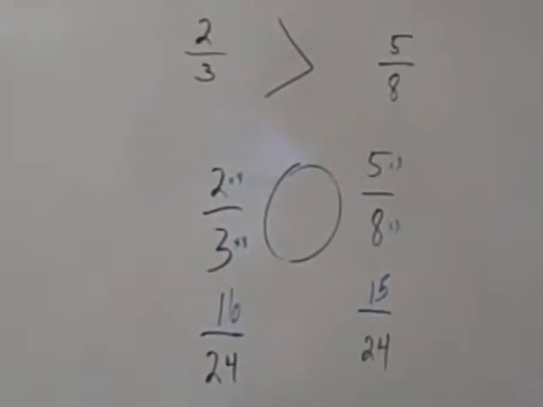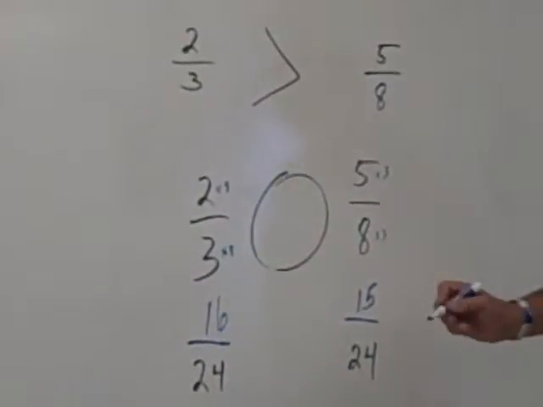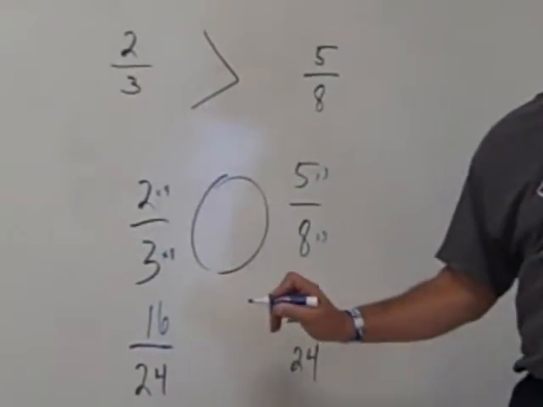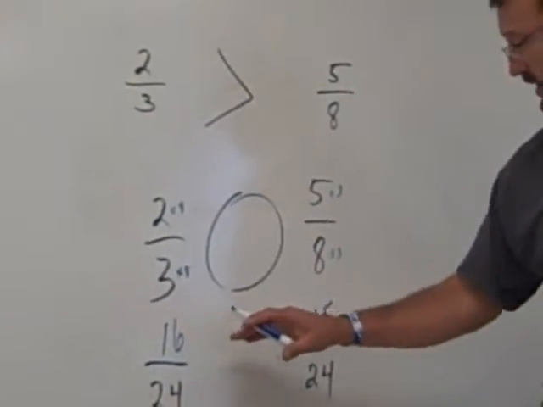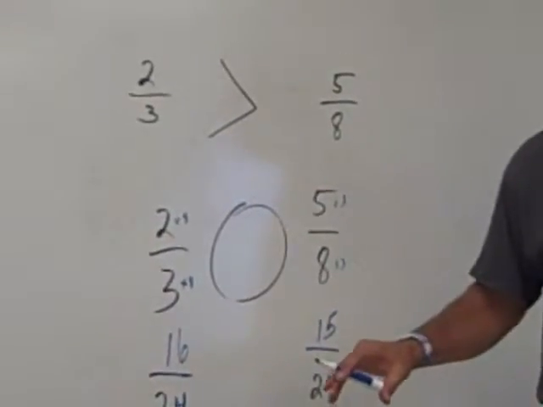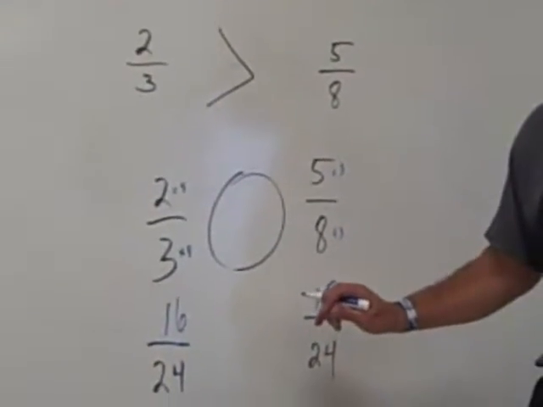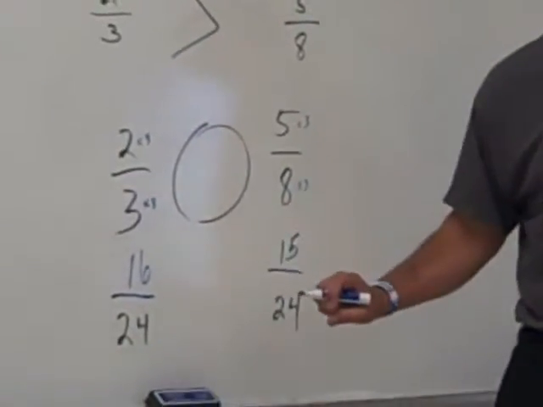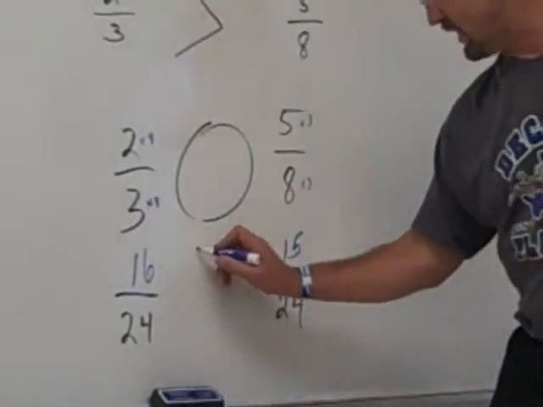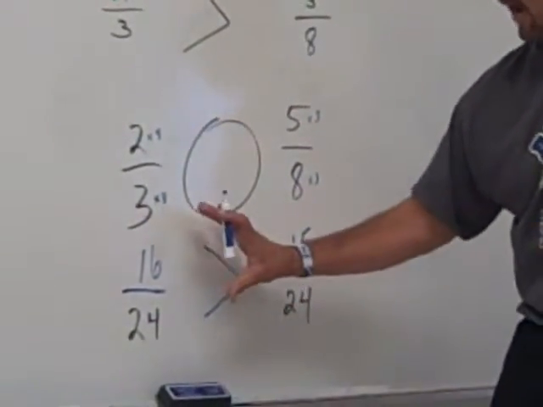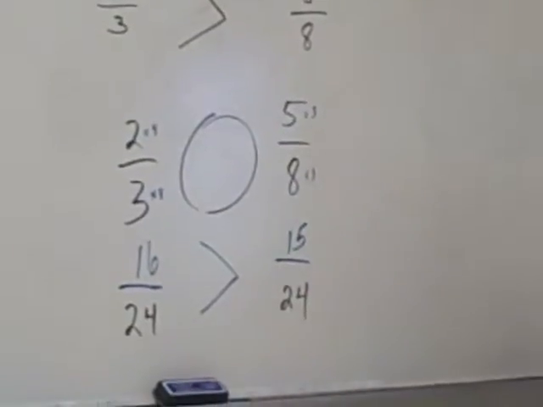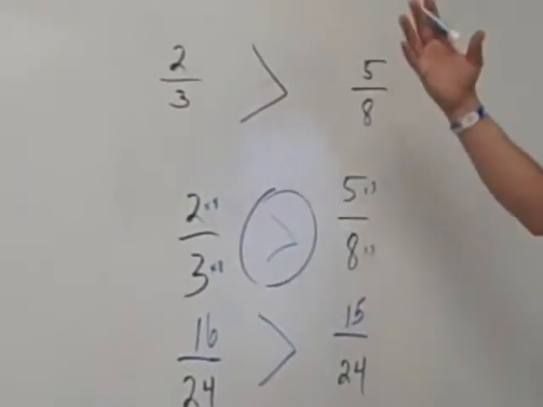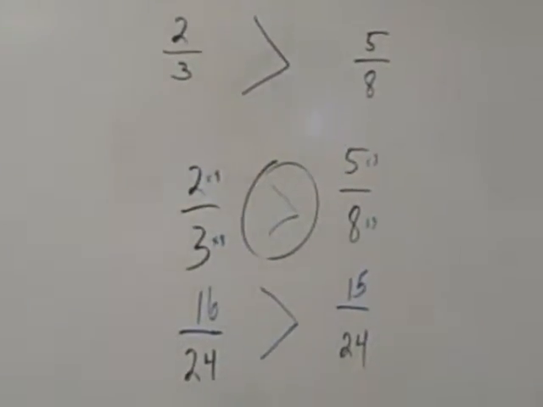So if 16's bigger, what is our alligator looking like? How's my alligator? 16 and 15. The small point goes to the 15. His mouth opens to the big one, 16. Is that not what we got right there with our picture? Yes, sir. Same thing, but we did it mathematically.